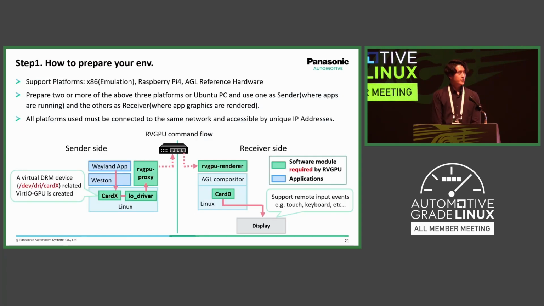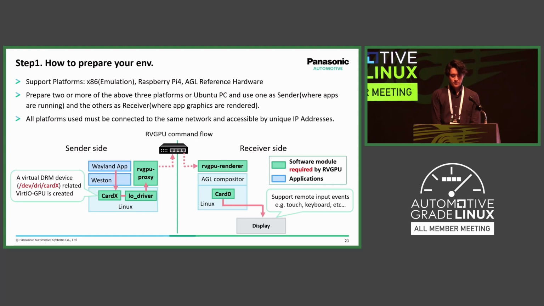Currently, RVGPU supports 3 platforms: x86, Raspberry Pi 4, and AGL reference hardware. To use RVGPU, you have to prepare at least 2 of the above 3 platforms or an Ubuntu PC, and use one as the sender and the other as the receiver. Applications are running on the sender and the application graphics are rendered on the receiver. The sender and the receiver can be swapped.